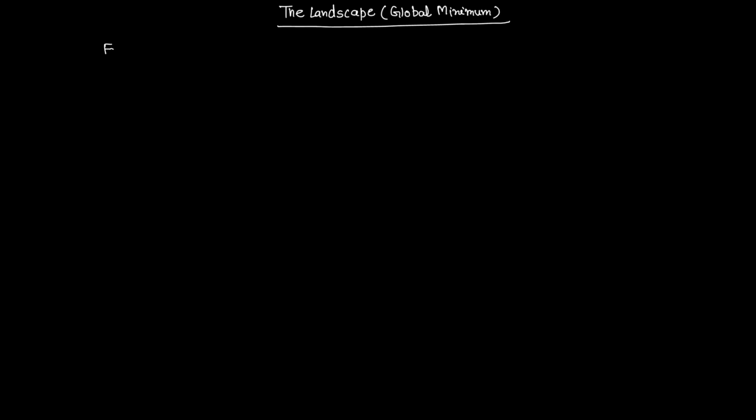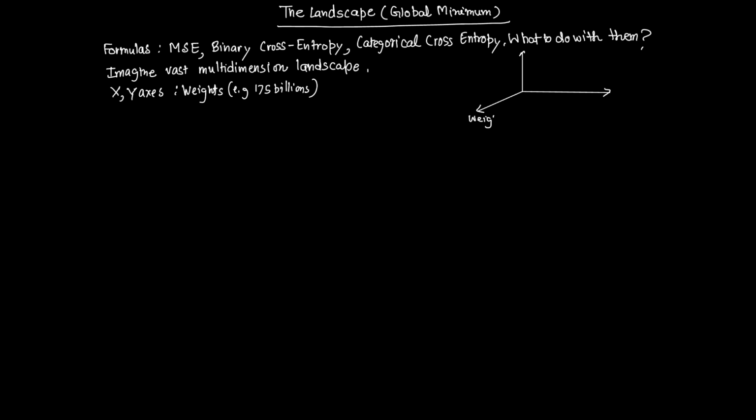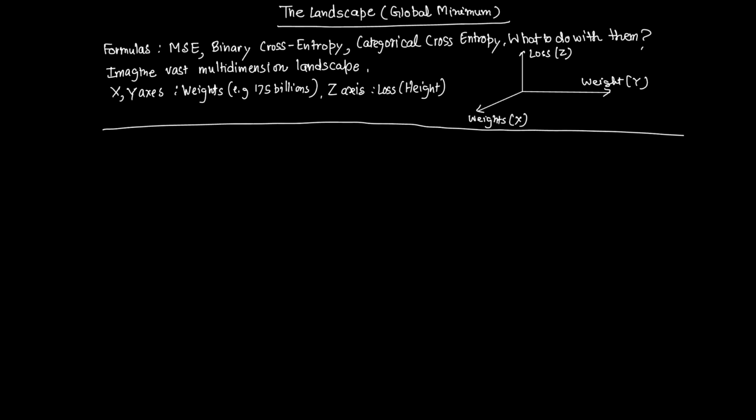So we have these formulas: MSE, binary cross entropy, categorical cross entropy. What do we do with them? Imagine a vast multidimensional landscape. The x and y axes are the weights of your neural network, all 175 billion of them. The z-axis height is the loss. When we initialize a neural network randomly, we are standing on top of a mountain. The loss is high. The model is dumb.